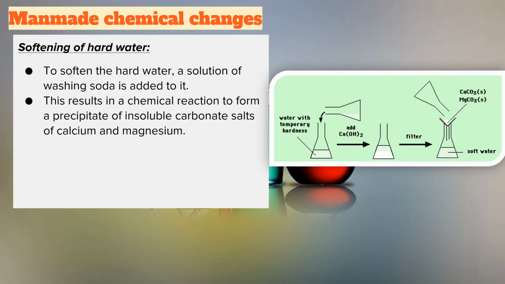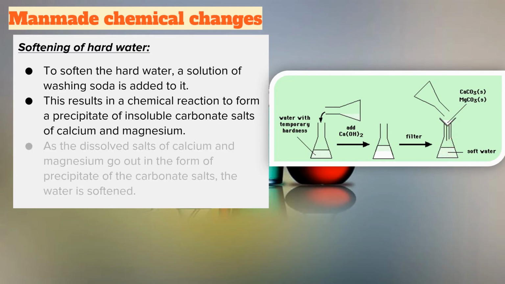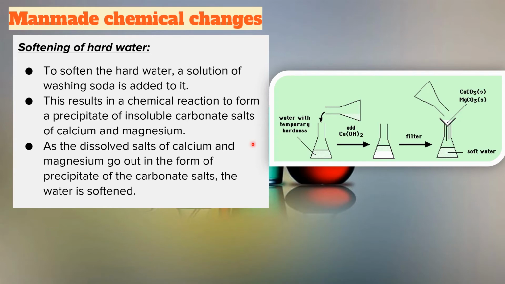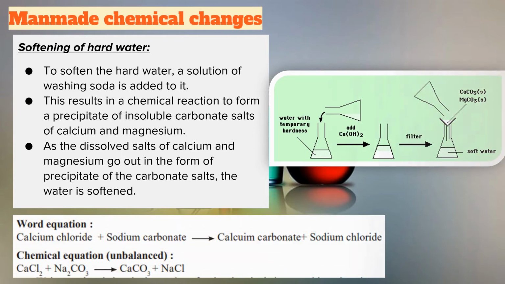So we see that chemical reaction to form precipitate of insoluble carbonate of calcium and magnesium. If you can see, calcium carbonate and magnesium carbonate are being formed, and those are insoluble in water, so they can be easily filtered out. As the dissolved salts of calcium and magnesium go out in the form of precipitates of carbonate salts, the water is softened. So whatever water we get out is softened water. Let us look at the word and the chemical equation.